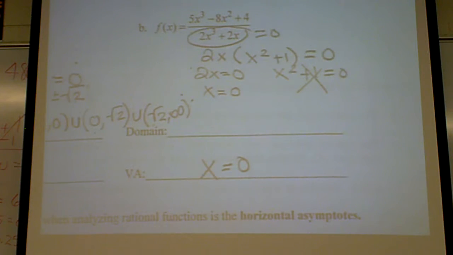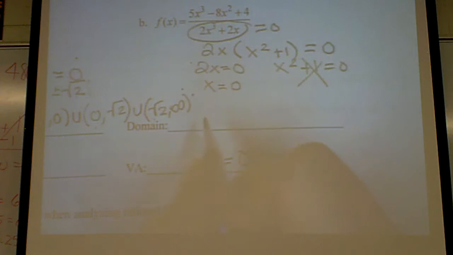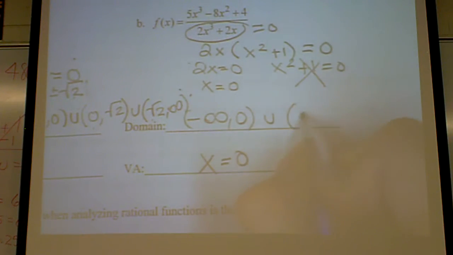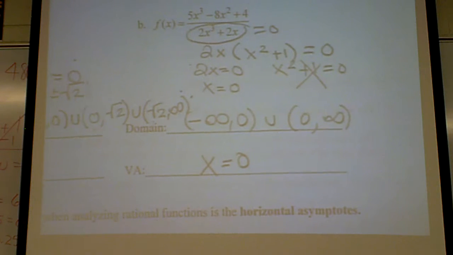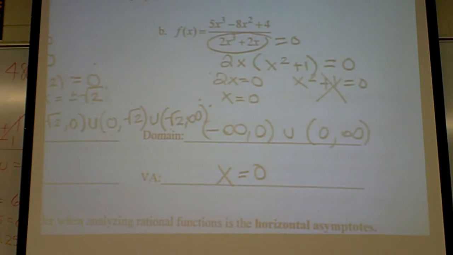And how would I write my domain? Negative infinity, comma, 0, union 0, comma, infinity. Yep. Do you guys have any questions on that one?